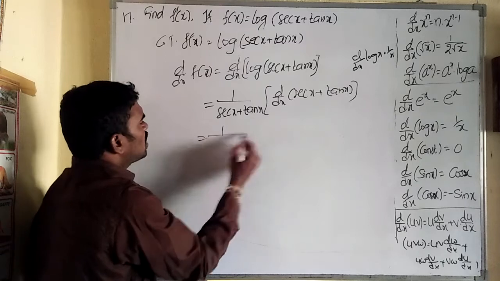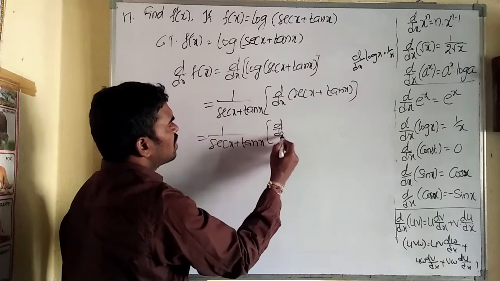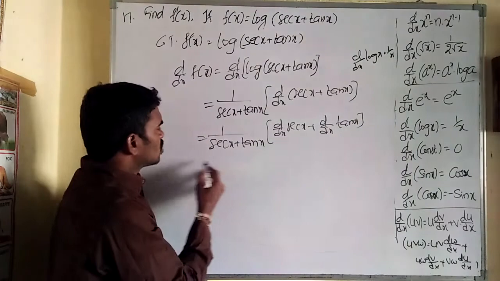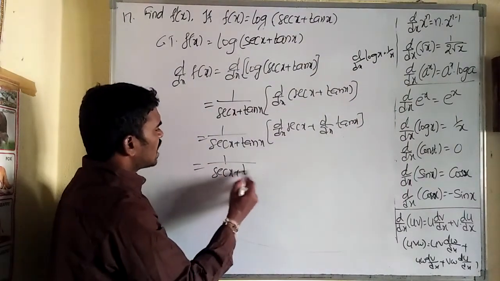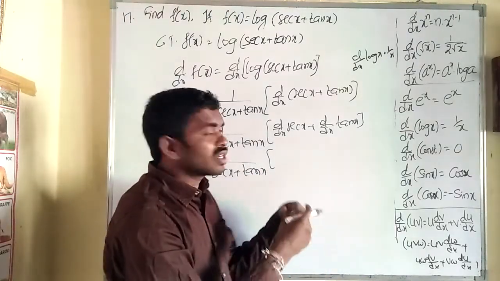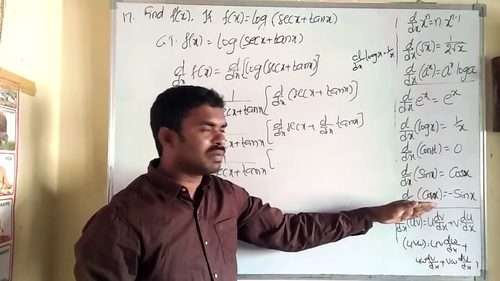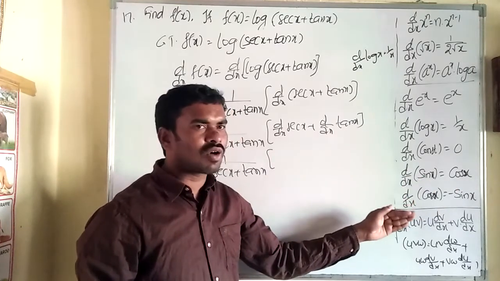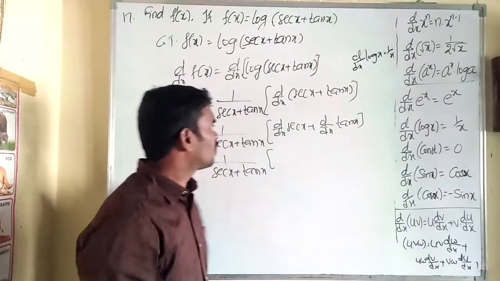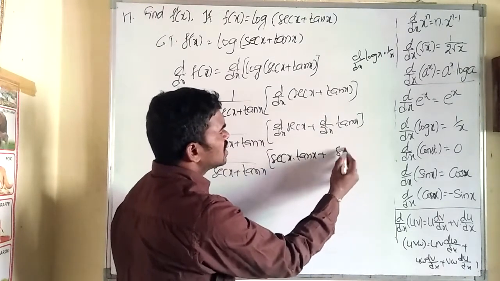Okay, so 1 by sec x plus tan x, keep it as it is, and here the derivative of sec x plus tan x. So d by dx of sec x plus d by dx of tan x. Okay, we have to learn some more trigonometric derivatives. After sin x, cos x, tan x: d by dx of tan x is secant square x, d by dx of cot x is minus cosecant square x, d by dx of sec x is sec x into tan x. What is the derivative of sec x? Sec x into tan x, and the derivative of tan x is secant square x.